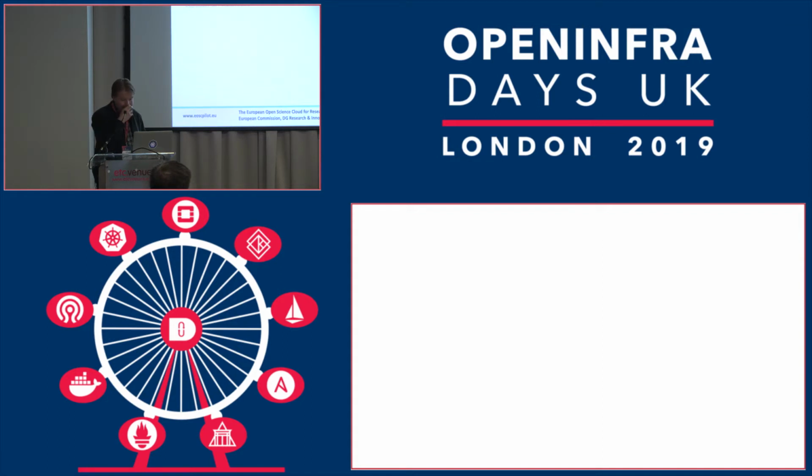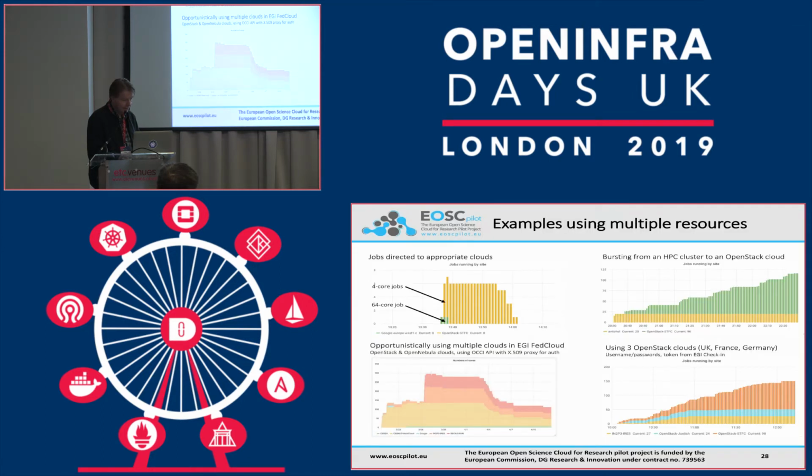And then just some examples. For example, if you submit a 64-core job and then some 4-core jobs, in this case, none of the local providers or European resources could handle the 64-core job, so that went straight to Google, and then the others ran on the cloud within the UK. Here's another example. The different colors correspond to different clouds. This is bursting from a remote HPC cluster onto a UK OpenStack cloud. Here's a group of clouds within EGI Fed Cloud being used opportunistically. And here's an example of using 3 different OpenStack clouds within Europe.